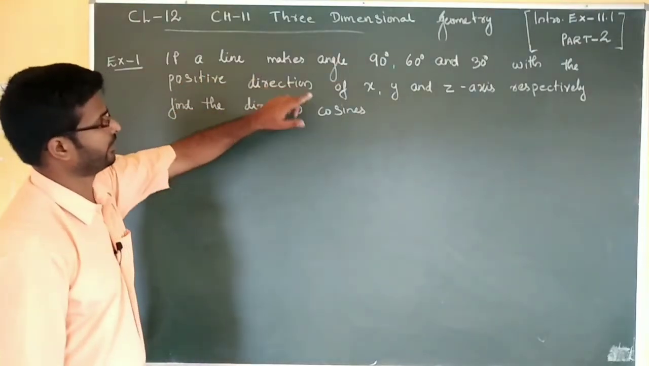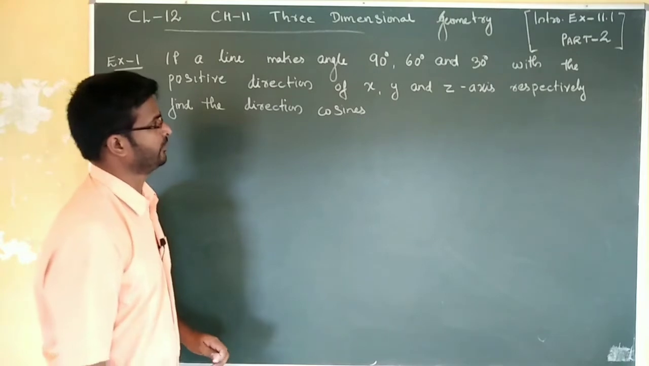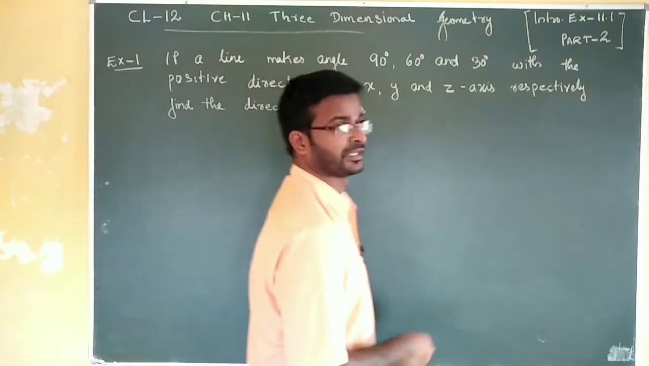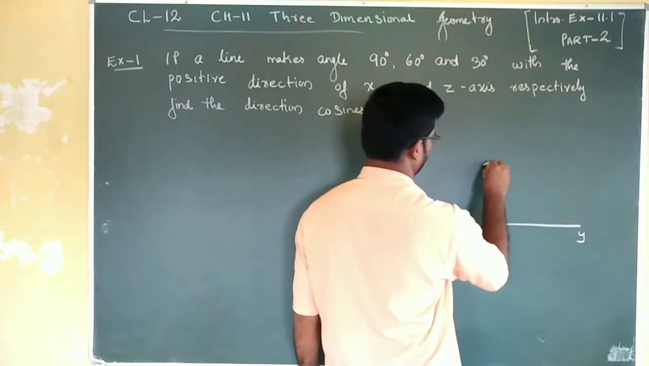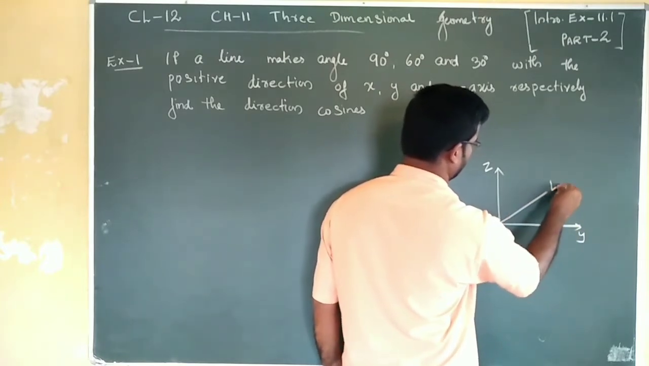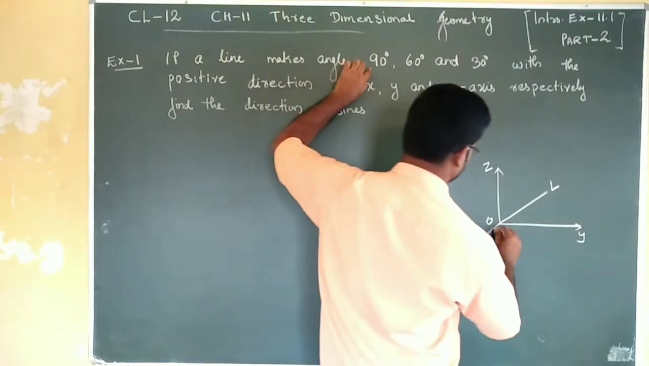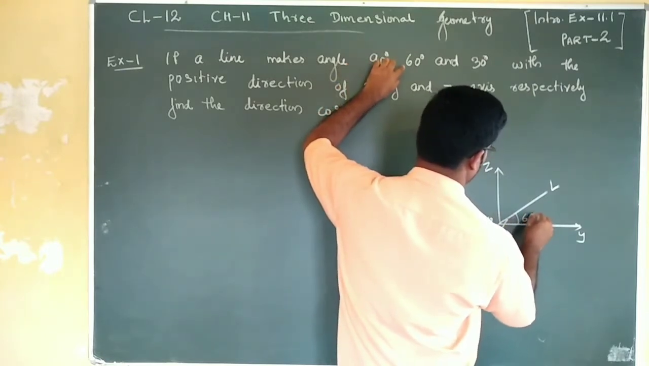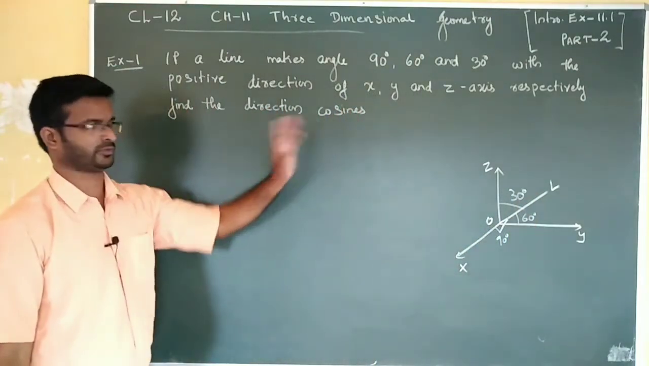If a line makes angles 90 degree, 60 degree and 30 degree with the positive direction of x, y and z axis respectively, find the direction cosines. If you consider three-dimensional geometry with x, y, z, origin, and one line L. In the question it is already given: the angle between the x-axis and the line is 90 degree, with the y-axis is 60 degree, with the z-axis 30 degree. We have to find the direction cosines.